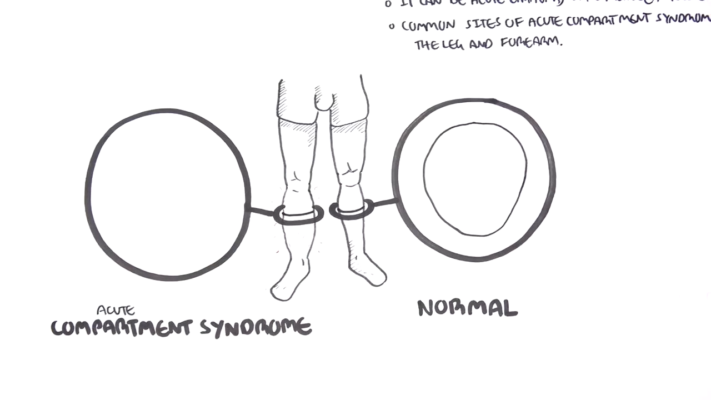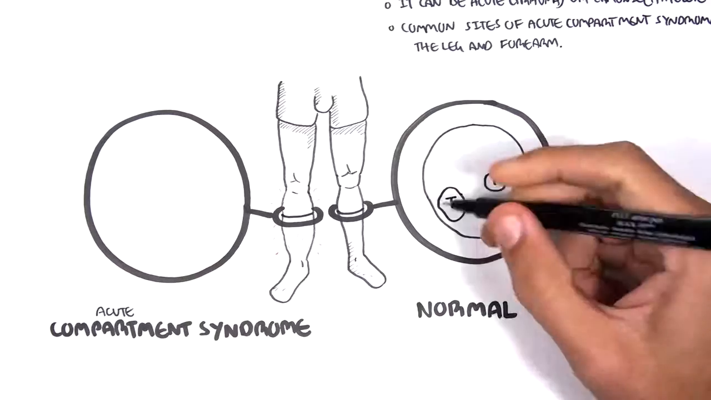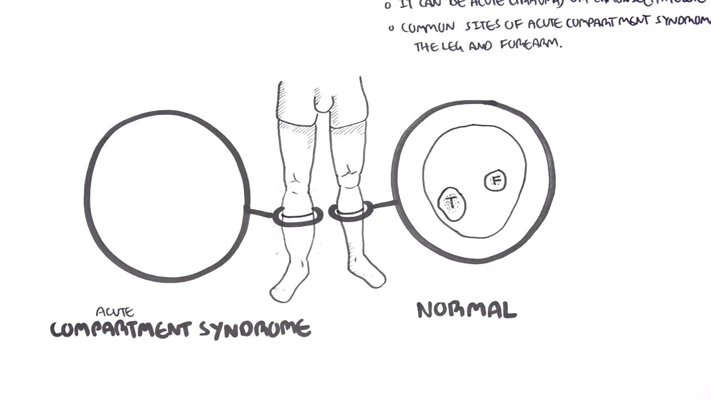So here is a cross-section of the leg. Here is the tibia bone in T and the fibula bone in F. These are the bones of the leg. Now, the muscle compartments of the leg can be divided into four. We will not look at the names of the muscles within the compartments. We will mainly focus on the compartments themselves.